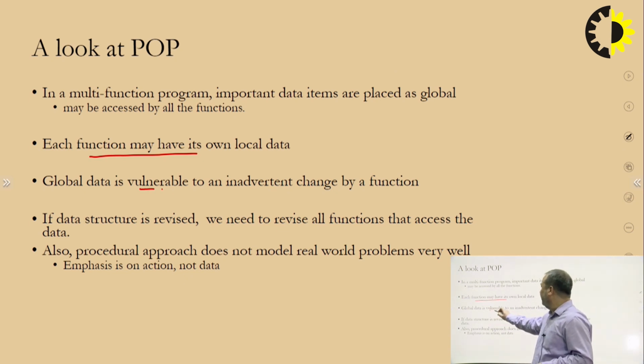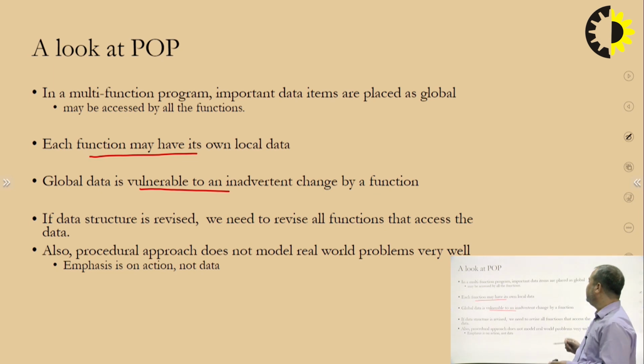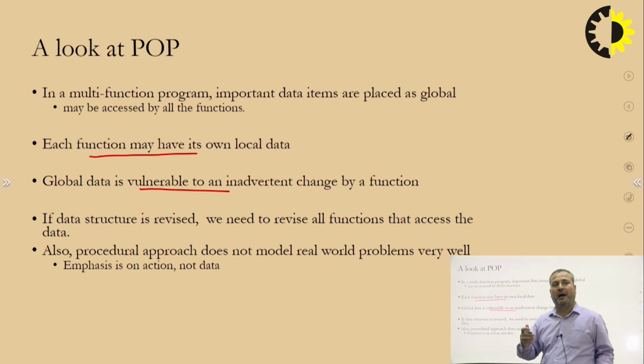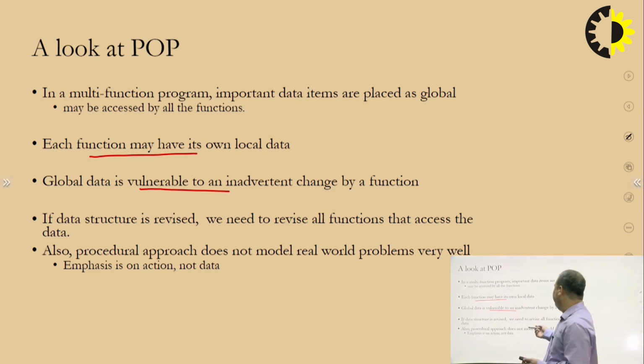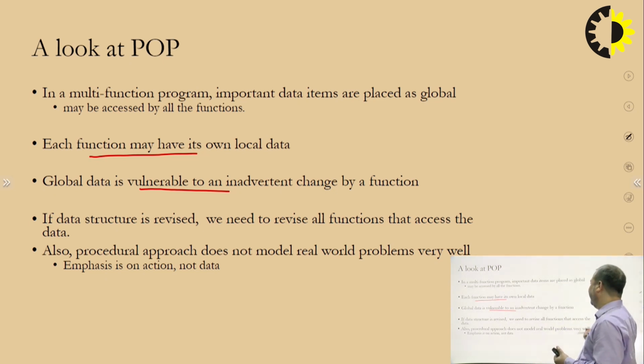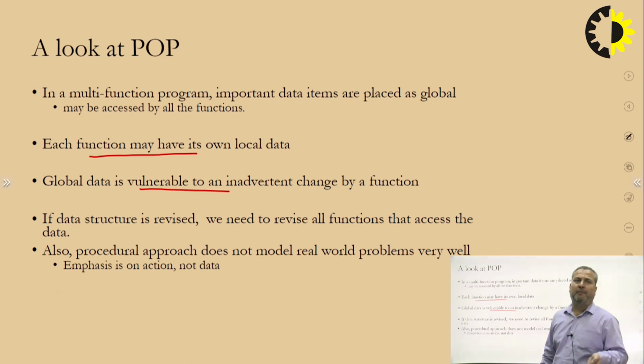Now, in procedural oriented programming, global data is vulnerable to inadvertent change by functions. That was the drawback, and that is overcome by object oriented programming, right? So, if the data structure is revised, we need to revise all functions that access the data. Further, the drawback is that if we revise the data structure, we would have to revise all the functions, right? But in object oriented programming, we need not revise all the functions.